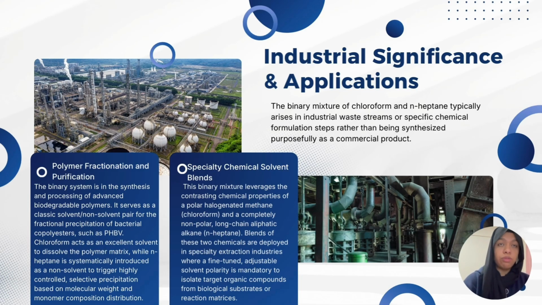Another application for it would be specialty chemical solvent plants. The binary mixture leverages the contrasting chemical properties of a polar halogenated methane, such as chloroform, and a completely non-polar long-chain aliphatic alkane, such as n-Heptane. The blends of these two chemicals are deployed in specialty extraction industries, where a fine-tuned, adjustable solvent polarity is mandatory to isolate organic compounds from biological substrates or reacting matrices.